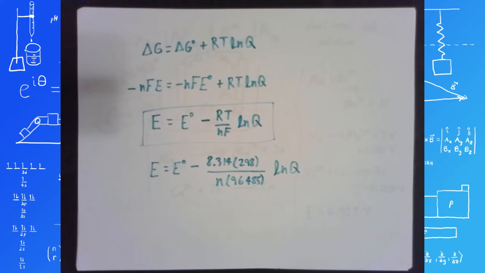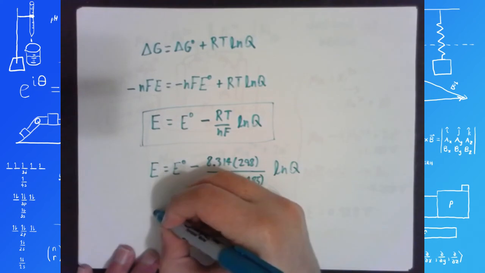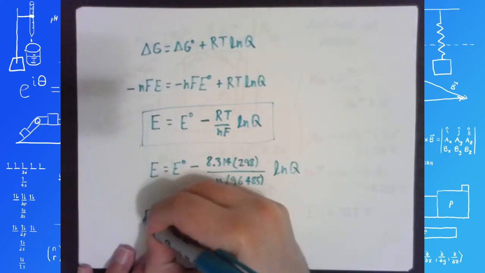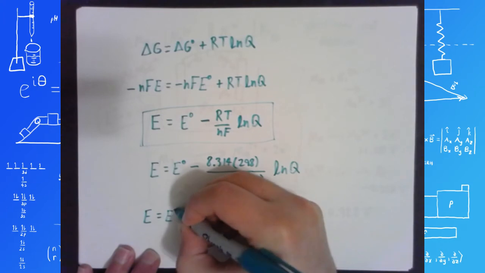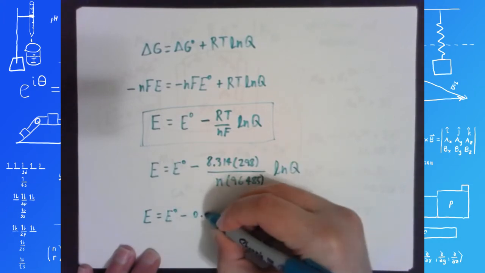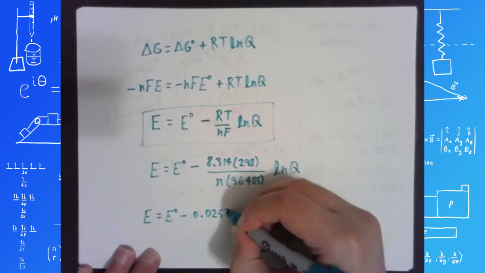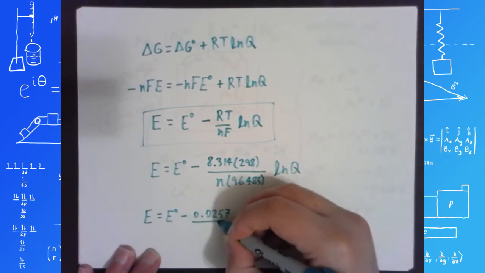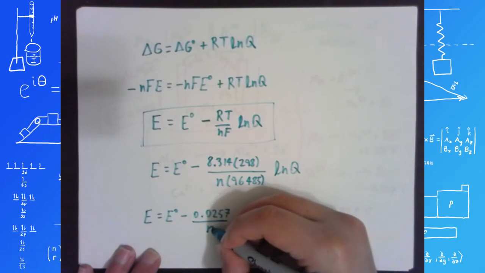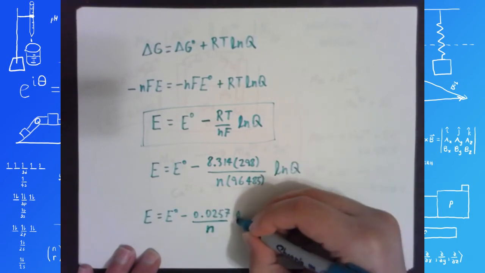Let's see, 2480 divided by 96,485. I'm getting 0.0257 if I round to 3 sig figs. 0.0257. So E non-standard equals E standard minus 0.0257 over N times natural log of Q.